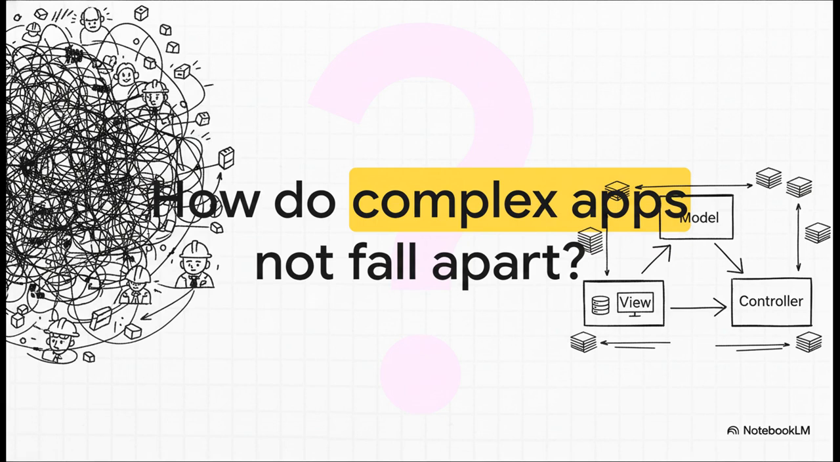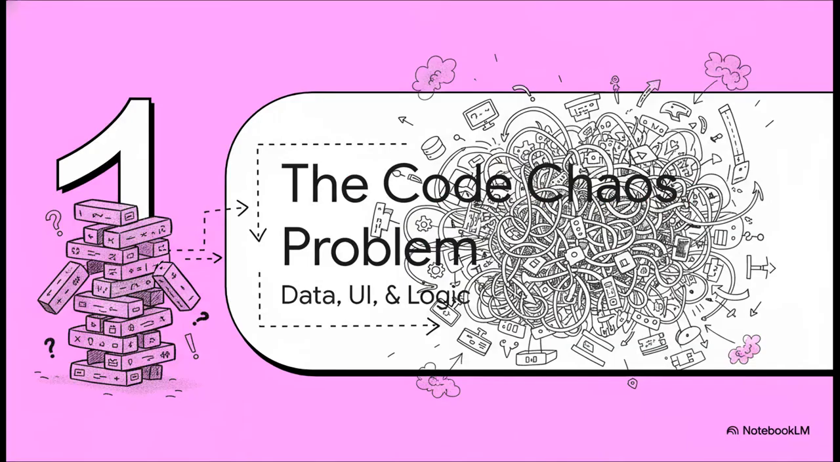When you have whole teams of people working on the same project, how do you stop that code from becoming a chaotic, tangled mess? How do you keep it from getting so complicated that it's impossible to update or even just to understand? All right, let's dig into this problem of code chaos.